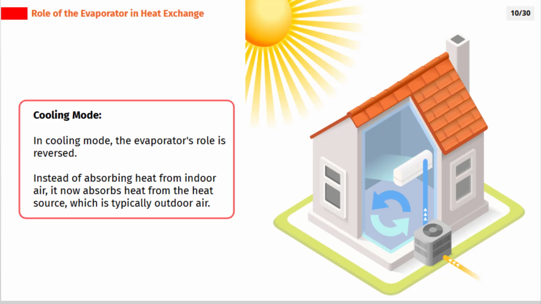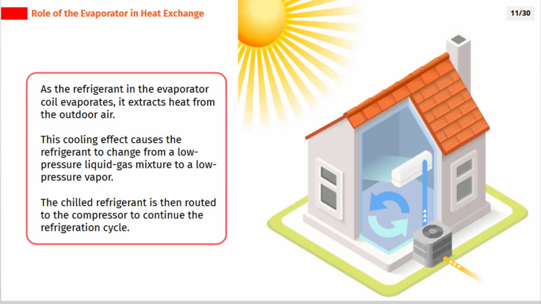Cooling mode. In cooling mode, the evaporator's role is reversed. Instead of absorbing heat from indoor air, it now absorbs heat from the heat source, which is typically outdoor air. As the refrigerant in the evaporator coil evaporates, it extracts heat from the outdoor air. This cooling effect causes the refrigerant to change from a low-pressure liquid-gas mixture to a low-pressure vapor. The chilled refrigerant is then routed to the compressor to continue the refrigeration cycle.